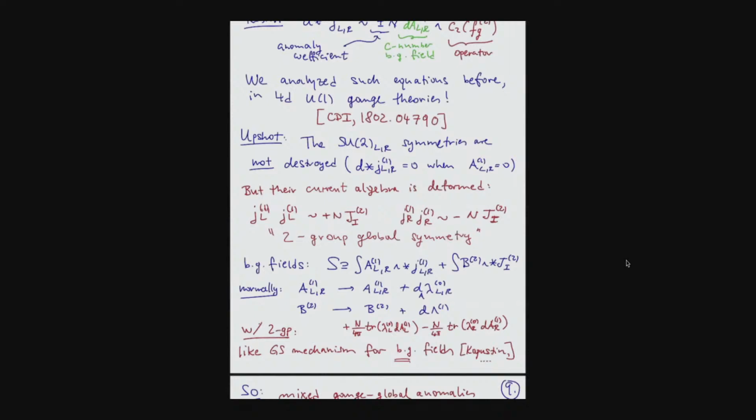Now, it was appreciated by a whole group of people, starting maybe with Baez and Schreiber and others, that the Green-Schwarz mechanism in string theory could be understood in terms of two-group symmetry. And in that case, that was a two-group gauge symmetry. And similarly, what I'm telling you about here is a Green-Schwarz mechanism for background fields, which is why what I'm talking about is related to two-group global symmetry.